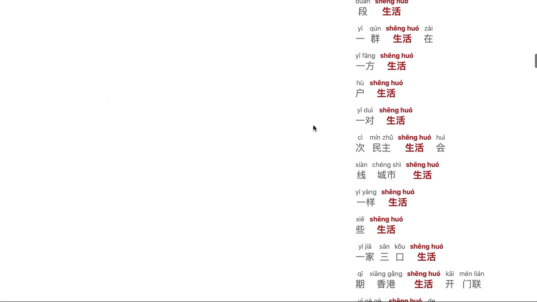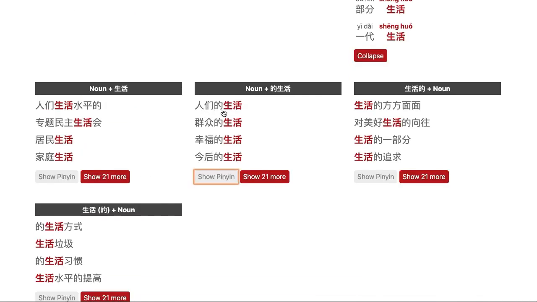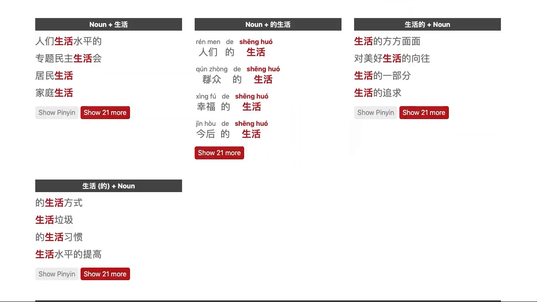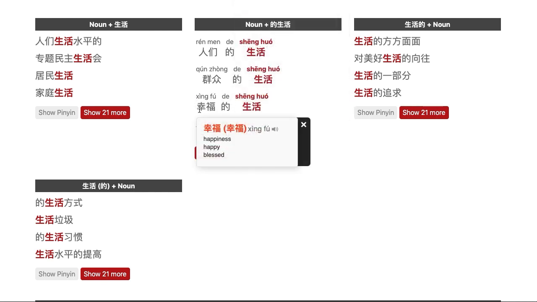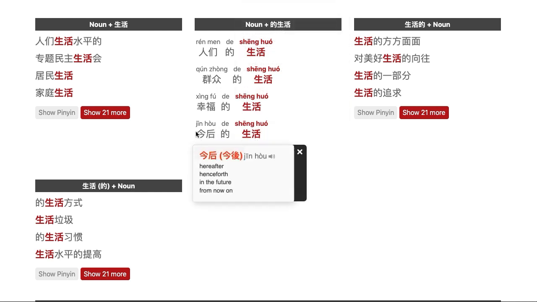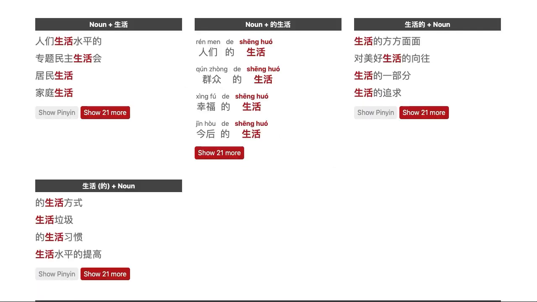But for 生活, we have things like 人们的生活, people's life, 群众的生活, the life of the public, right? 幸福的生活, well, this is not a noun, this is an adjective actually. 今后的生活, life after today, right? So when it comes to words like time, 今后, 生活 and 人生 are more or less interchangeable, except 人生 is more emphasizing on your entire life because it has the word 人 in it, right?